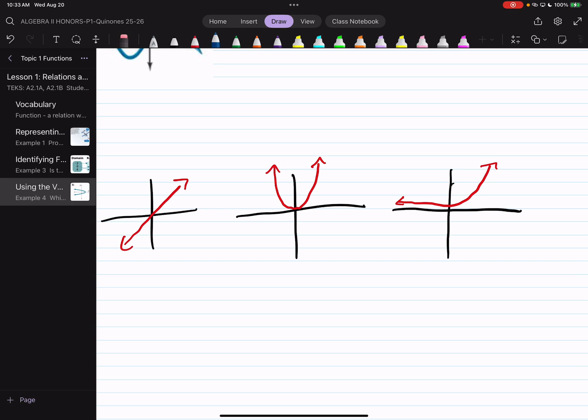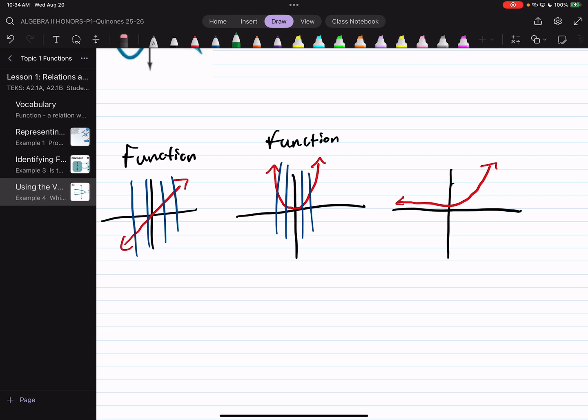Well, we already know their values. Their functions, right? How can we test that real quick? The line test, our vertical line test. If we draw a bunch of vertical lines and that vertical line crosses the graph, the red one, once, function. So this is a function. Good. This is another function. This is another function.